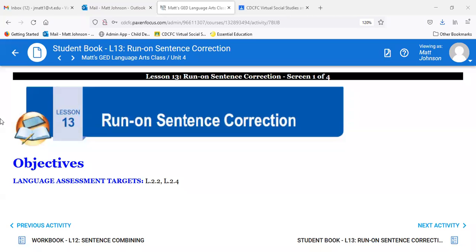Today, run-on sentence correction. And then we'll do modifiers after that. So this is unit 4, lesson 13. And so, we talked about combining sentences. We talked about the use of punctuation like comma.